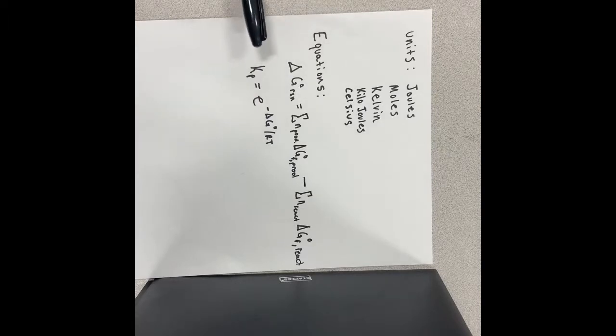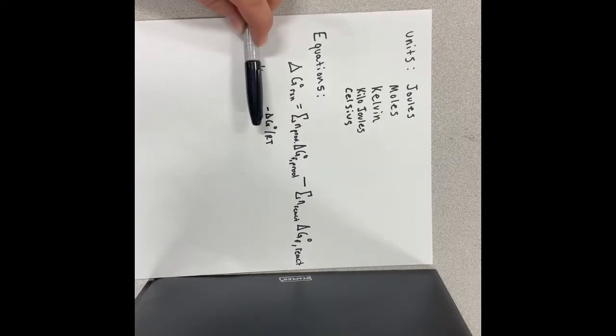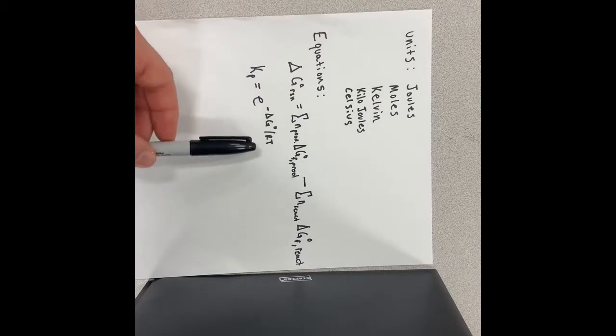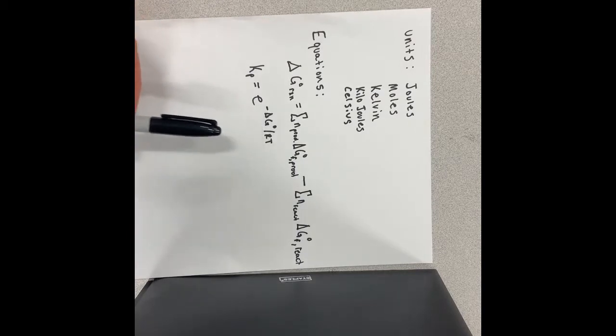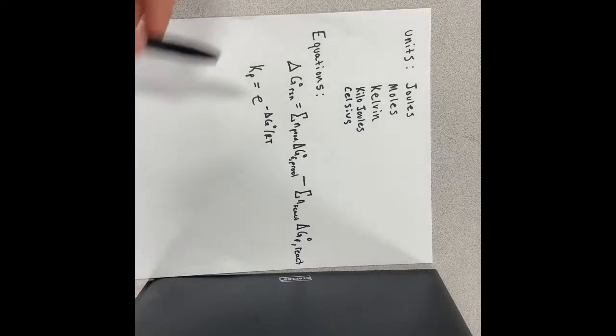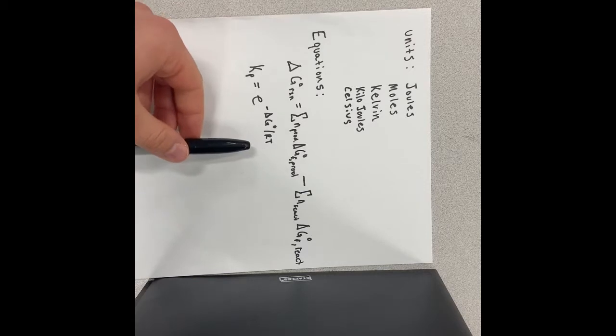And the other equation we'll be using is the thermodynamic equilibrium equation, which is equal to e to the negative delta G, which we would find here, divided by the RT. R is a constant. In this case, we'll use 8.3145, which differs from others who may use 8.314, and temperature, which will be in Kelvin.